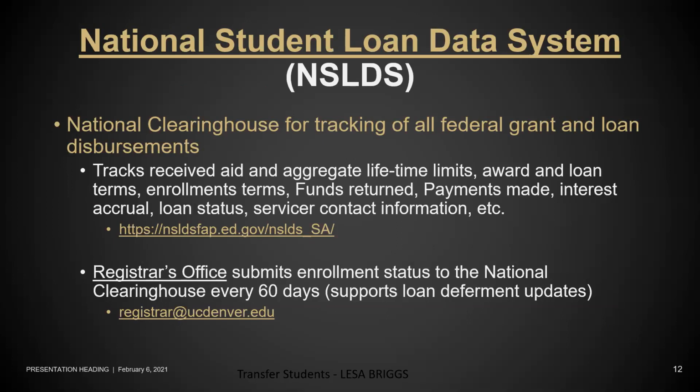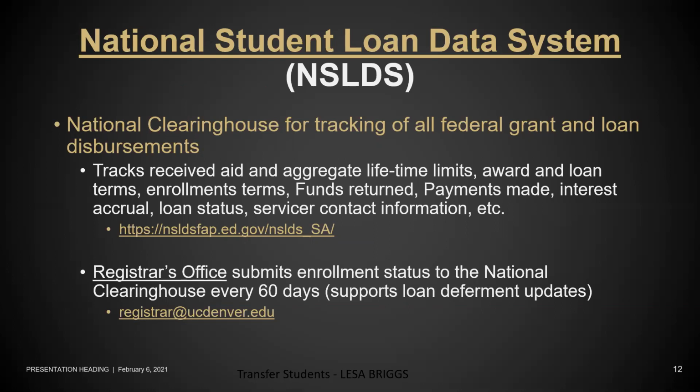A very important website to be familiar with is the National Student Loan Database System. This is that national clearinghouse where the Registrar's Office reports your enrollment status. So whether you're full-time, half-time, whether you graduated, whether you've withdrawn, they record that to the National Clearinghouse. That date determines whether you go into repayment or not. So all of that information is recorded on this website.